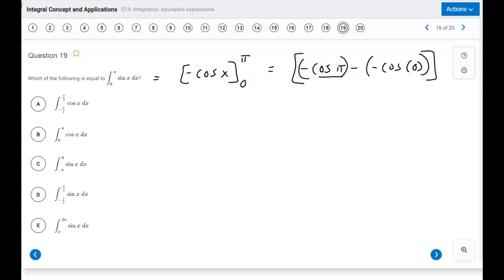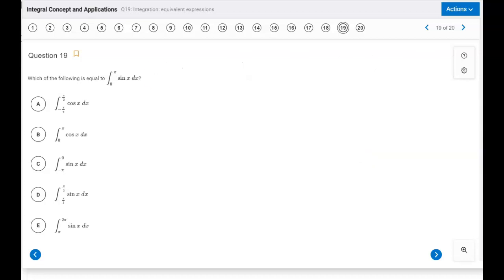cosine of pi is -1, and since there's a negative in front, that's going to be a positive 1. Cosine of 0 is positive 1, and since there's a negative in front, that's now a -1. And then double negatives makes a positive, so that one comes out to be 2. All right, so basically what you're going to do is go through all of these and find which one also equals 2. All right, let's do the first one. Maybe we'll get lucky. The integral of cosine is sine.